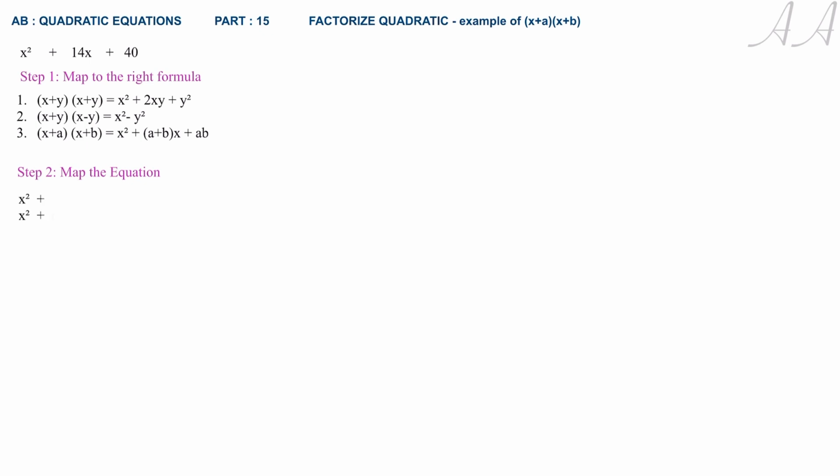Step 2 is mapping the equation. So you guys probably know how this works by now. 14 is right above a plus b, and 40 is right above ab.